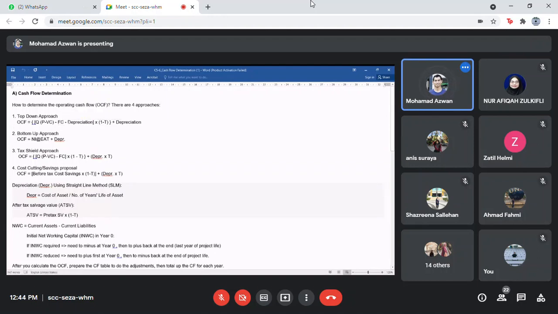And then minus depreciation. Depreciation is for one year. Then times 1 minus tax rate. If the tax rate is 30%, it means you use 0.3. And lastly, you plus depreciation, the same amount as before.